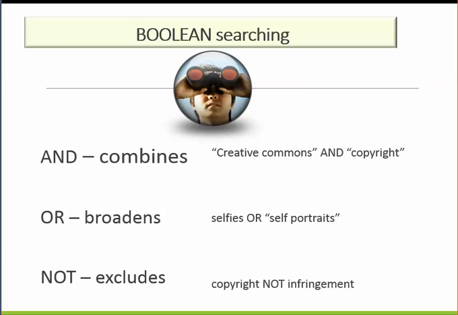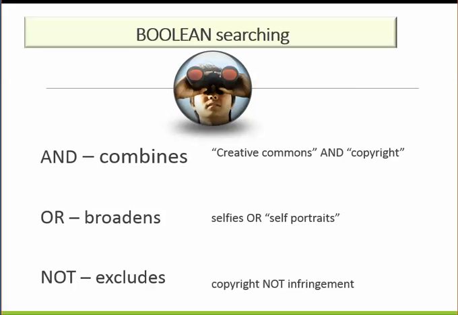Boolean searching can be conducted simply by putting AND, OR, NOT in capital letters between two words or two phrases, or a phrase and a word, such as Creative Commons. If I put Creative Commons in quotation marks, the search engine will treat Creative Commons as a phrase, and it'll search the database for instances of Creative Commons, those two words right next to each other. If we put AND in capital letters, then I'm telling the search engine to look for articles that have the phrase Creative Commons and copyright in it.